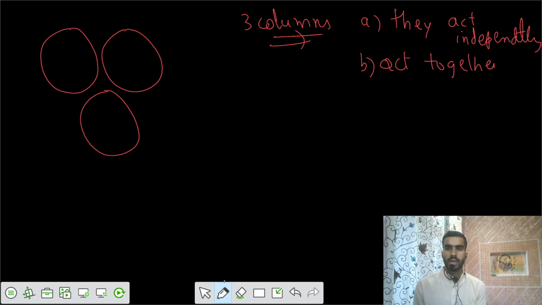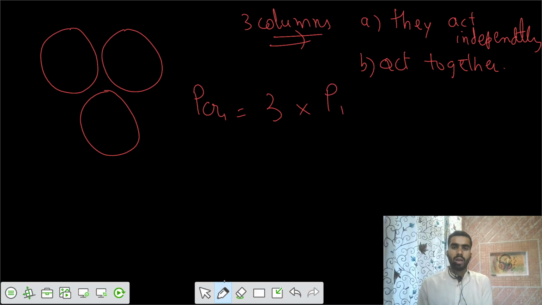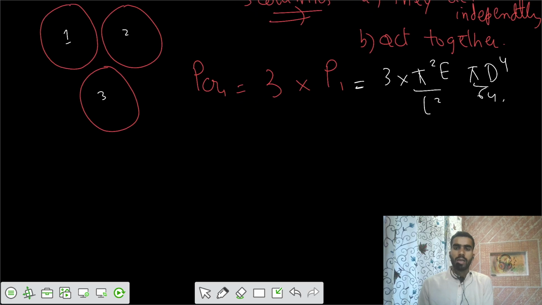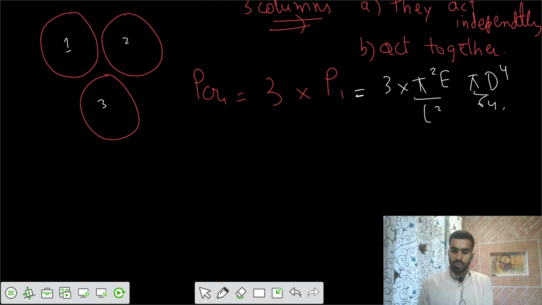If they act together, you need to say what is the PCR for the first condition, PCR1. That means that would be 3 times P1. So one of the cross sections, one of that column would take some load of P1, and if you multiply that 3 times, you would get a value of PCR for that group. So that is 3 times pi square E by L square, and you have that pi d power 4 by 64.